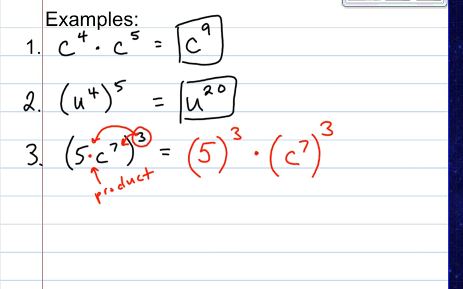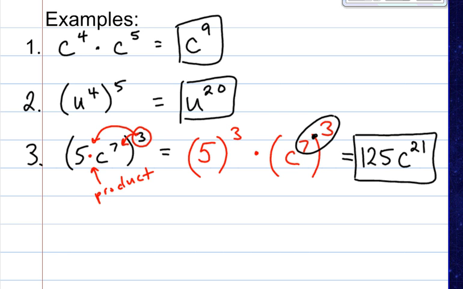You don't have to write this middle step every time, but I just wanted to show you what's really going on here. So then you say, okay, what's 5 cubed? That's 5 times 5 times 5, which is 125. And then you have c to the 7th and then cubed. So this is a power to a power, so what you're going to do is multiply the exponents to get c to the 21st. And that is the answer. Okay, so these are really simple, but you just need to break them down and go step by step so that you don't make a mistake.